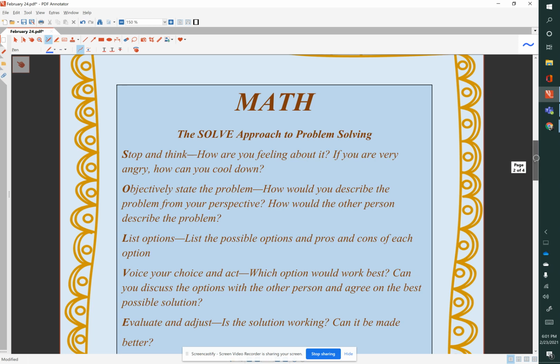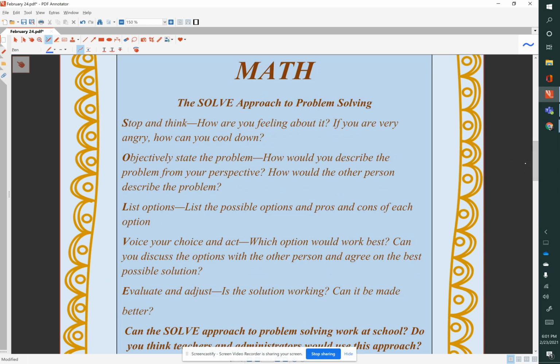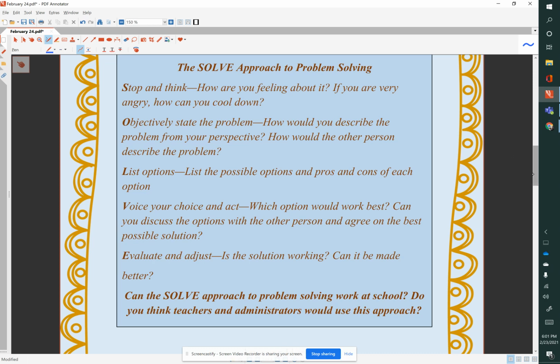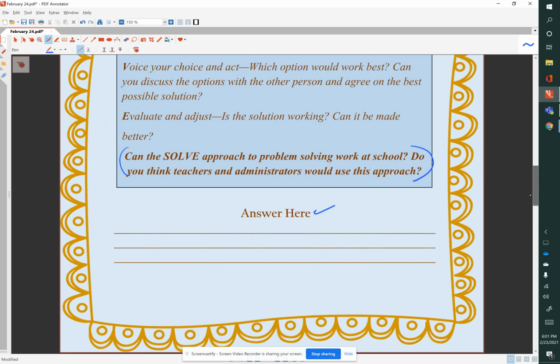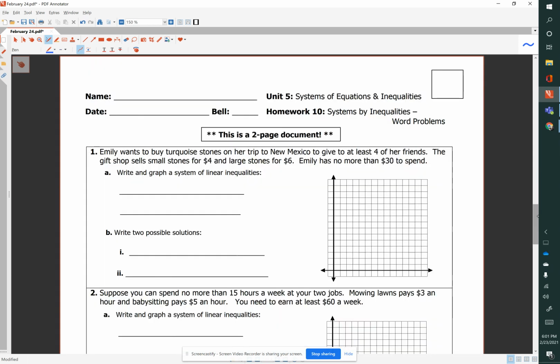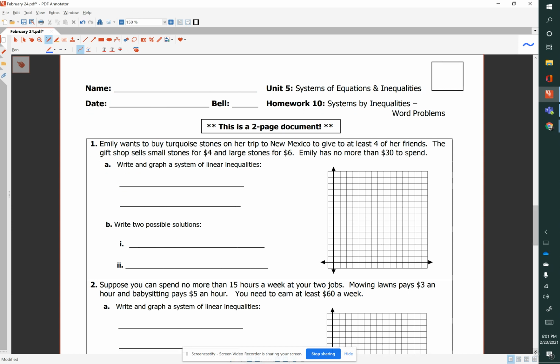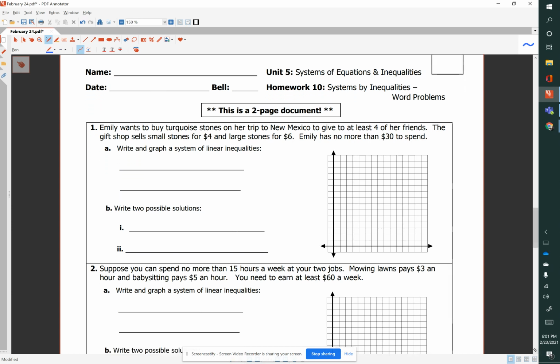So here's this solve approach to problem solving. I love this. I want you to read this carefully, and I want you to think about if this is an approach that could work at school, or do you think teachers and administrators would use this approach? And I want you to answer that question right here. But for now, I'm anxious to get on to these problems. We've been working pretty hard. Let's continue on and let's really get this right.